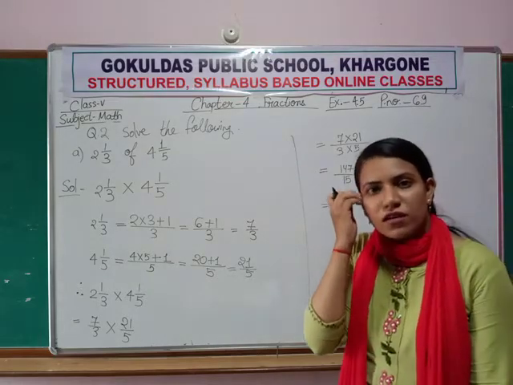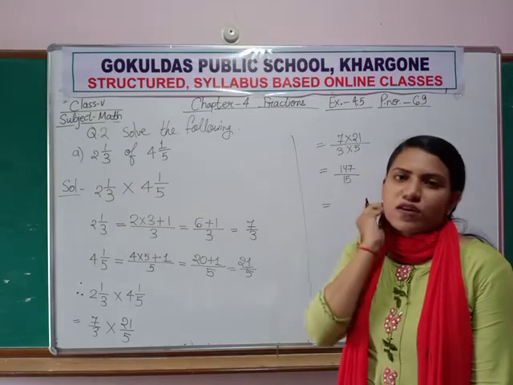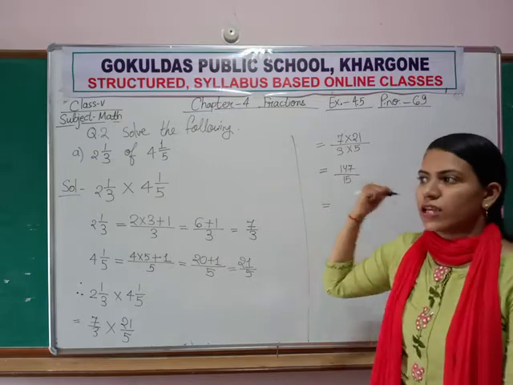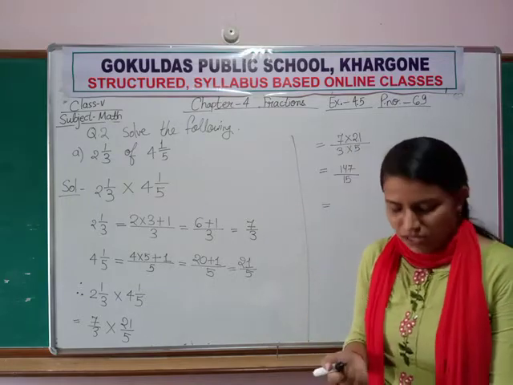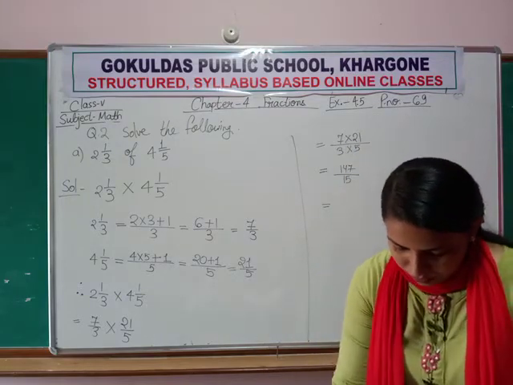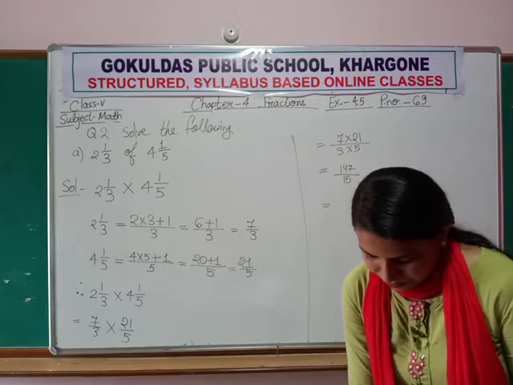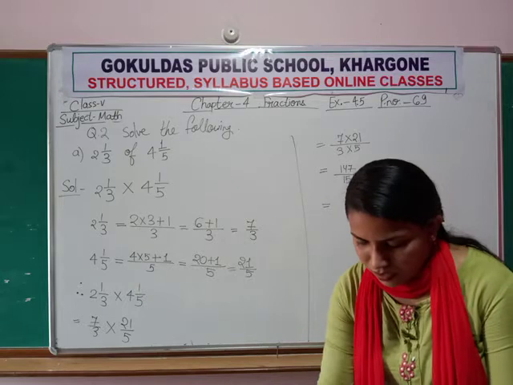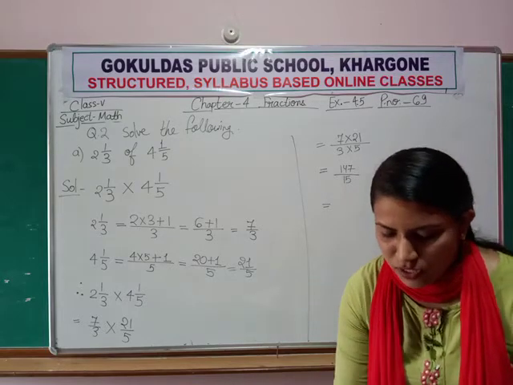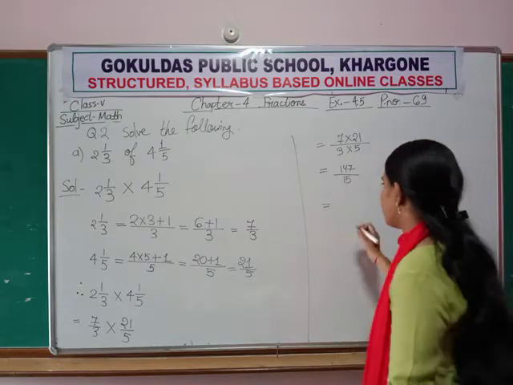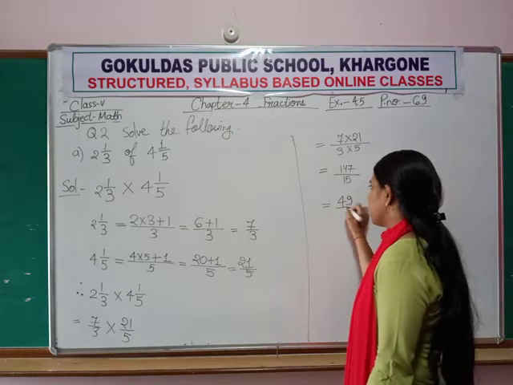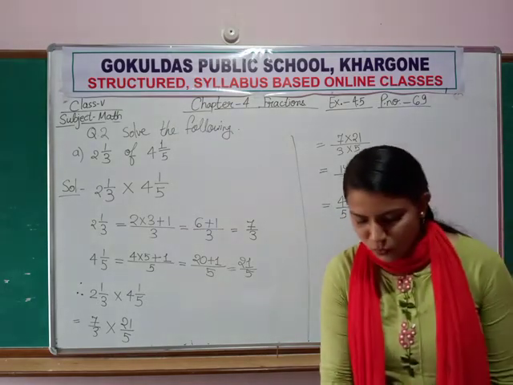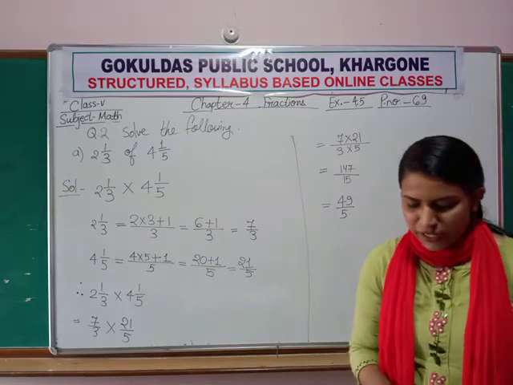How do we reduce the fraction to its lowest form? We take the HCF of numerator and denominator and then divide by it. So what is our answer? When we reduce it to its lowest form, our answer is 49 upon 5. 49 upon 5 is our final answer. Now let us do the next one, that is B.